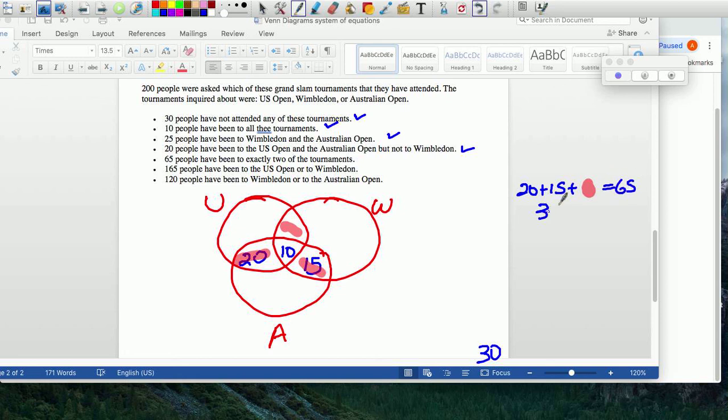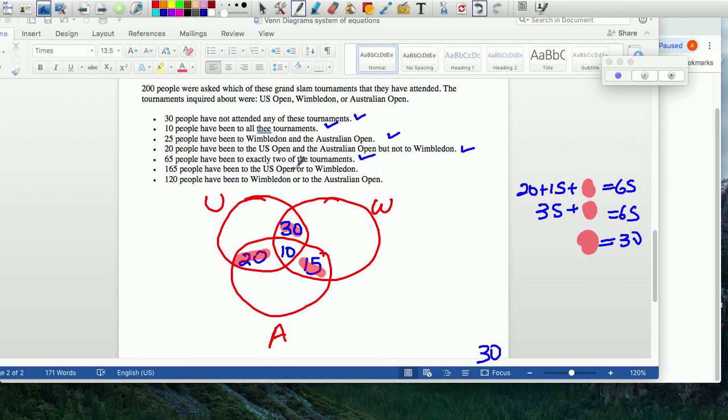This is 35 plus mystery shaded area equals 65. So my shaded area, I'm going to subtract 35 from each side, and my shaded area is going to be 30. Right? I subtract 35 from here, 35 from there, and I get 30. So I can go back here and write 30. That's done.